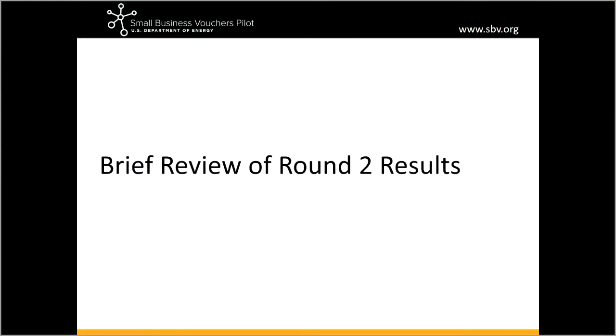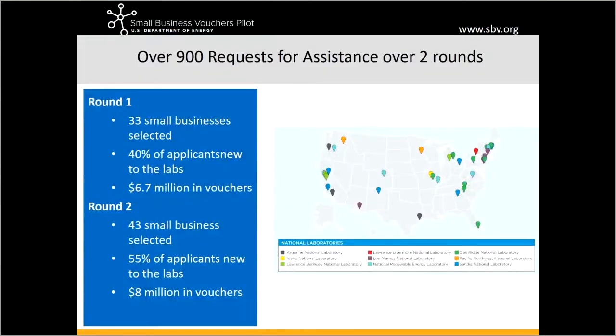Okay, let's talk about the round 2 results. So for round 1 and round 2, in round 1, 33 small businesses were selected, and in round 2, 43 small businesses were selected. 40% of the companies that applied for small business vouchers in round 1 were new to the laboratories. And in round 2, 55% of the applicants were new to the laboratory. In round 1, $6.7 million in vouchers was awarded. And in round 2, $8 million in vouchers was awarded.